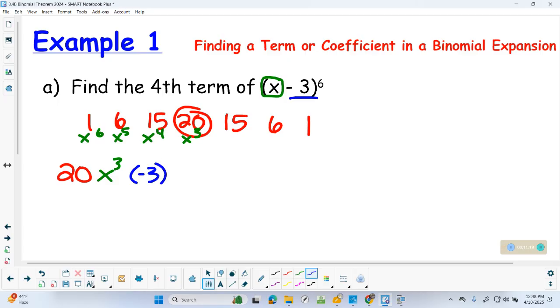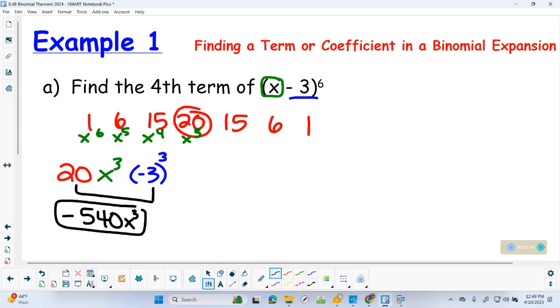Now, I'm not going to count that one. I'm going to work smart here. These exponents should total to 6. So I know it's got to be a 3. Okay. So then I'm just going to punch in my calculator. Let's get our final answer. What's 20 times negative 3 cubed? Punch that in. 20 times negative 3 cubed. Negative 540 x cubed. Yeah. Okay. So you only need that one specific term. You don't have to do the full expansion.